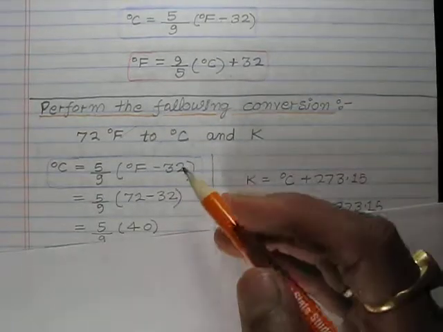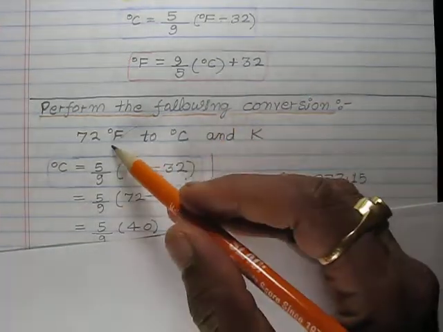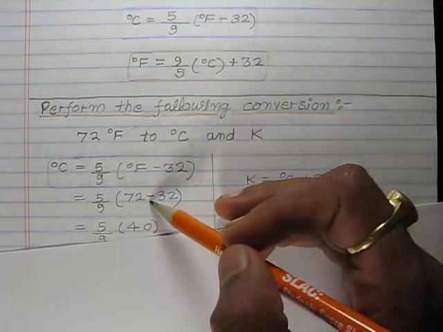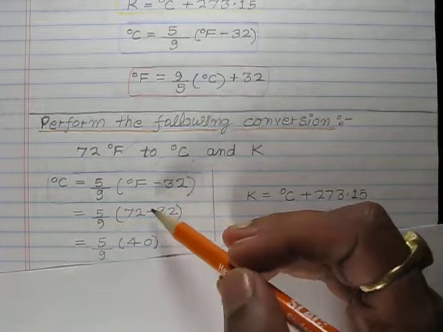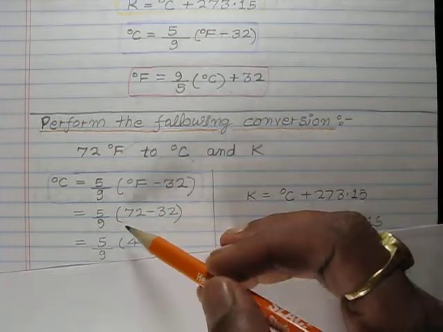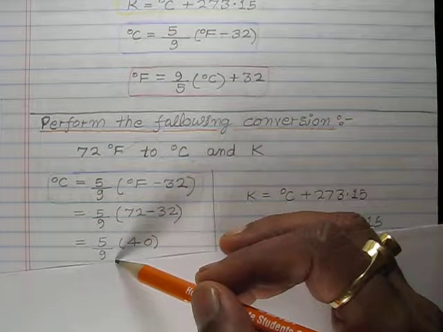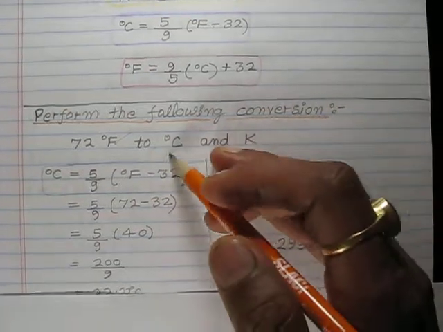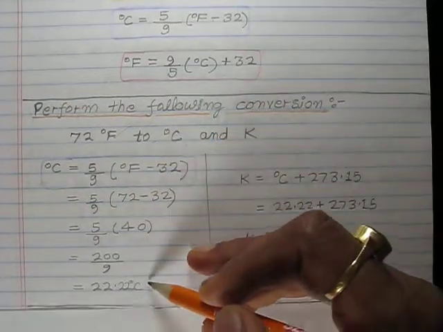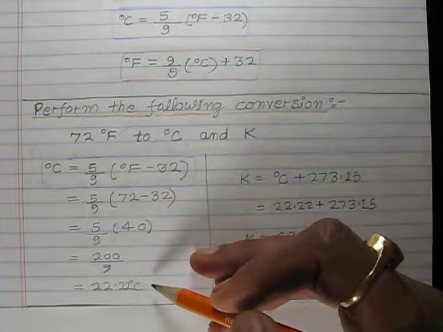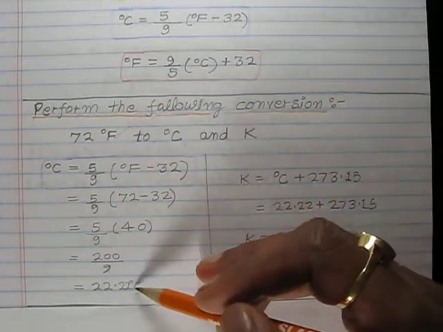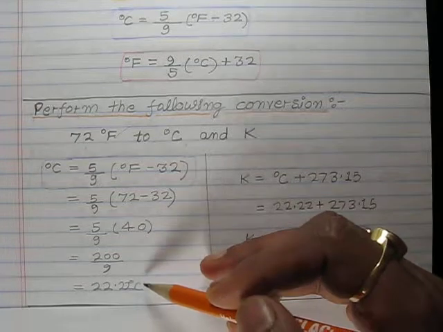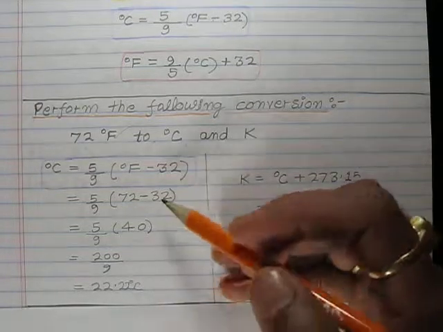So we can place this 72 degree Fahrenheit in this formula, and then subtract 32, which will come to 40, and then multiply by 5 divided by 9, which will come to 22.2 degrees Celsius. So 72 Fahrenheit is equal to 22.2 degrees Celsius.